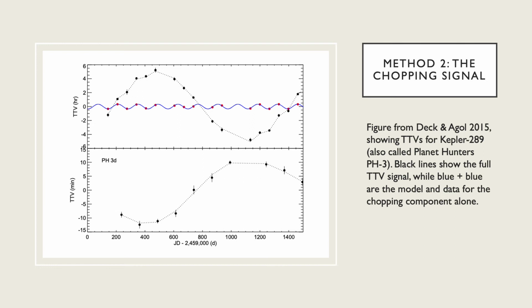So if you have data of sufficient quality and precision that you can resolve this chopping term, you could get true measures of the masses of the planets. So let's take a look at when this has been done in the data. There's a couple really great recent examples of where this chopping signal has been used to successfully retrieve the masses of planets.